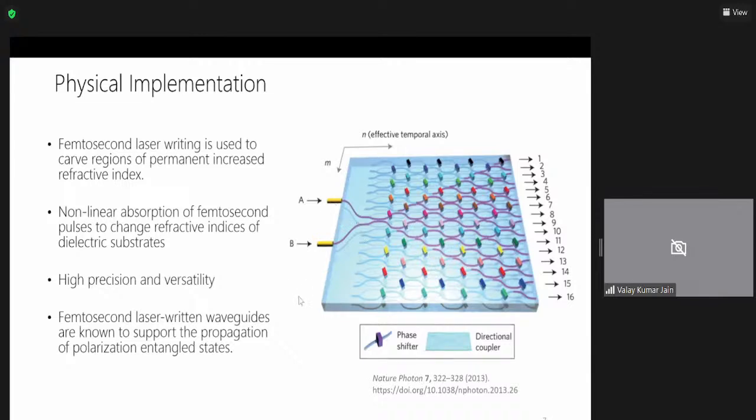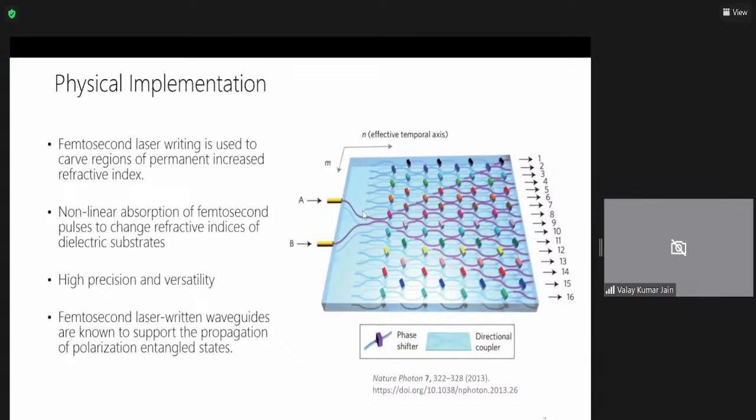So what you do is you take borosilicate glass. This blue color material is a borosilicate glass. And you can use femtosecond laser etching, which means you use femtosecond lasers orthogonal to each other, using which you can very precisely, with high precision and high versatility, create a region of high laser intensity. And because of some nonlinear absorption effects in the borosilicate glass, you can actually create regions in which that glass has permanently increased refractive index.